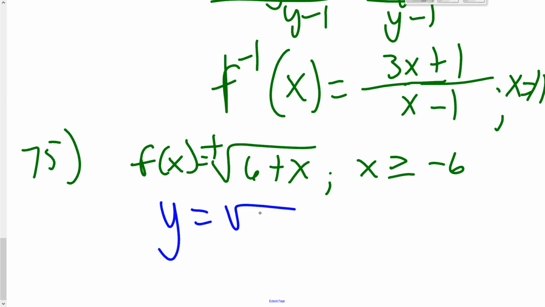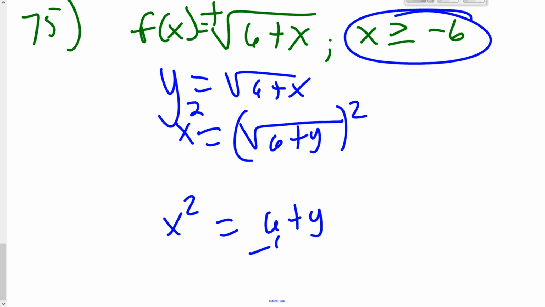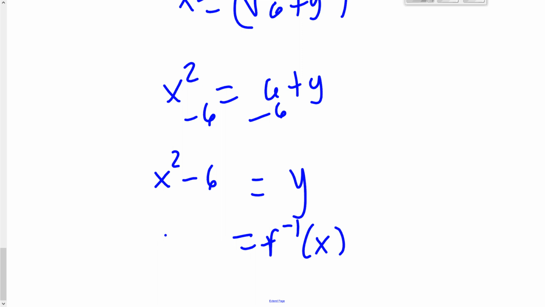Switch our y for f of x. We can go ahead and exchange x and y. Then we can go ahead and solve for y, and because this has a restriction, that means our inverse function should have a restriction as well on the domain. And we go ahead and solve for y. Get rid of the square root by squaring both sides. Subtract 6. Now we can switch to f inverse of x.